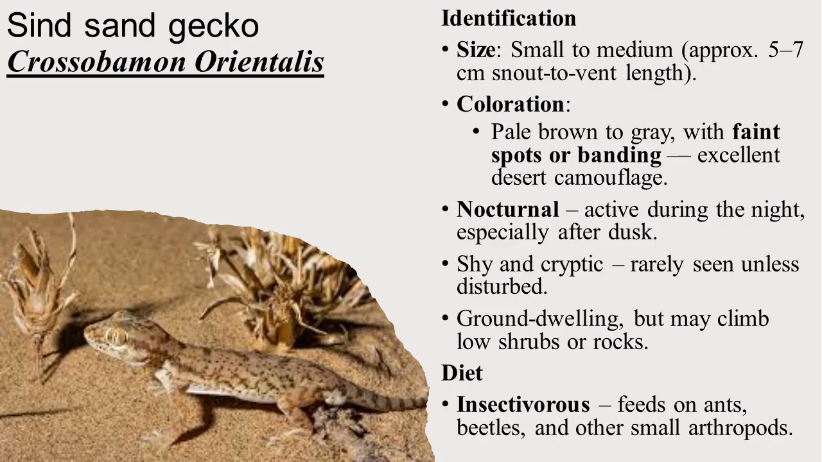This lizard is small to medium size, 5 to 7 centimeters snout to vent length, coloration pale brown to grey. Mostly nocturnal, active during the night, especially after dusk, and its diet is mostly insects.